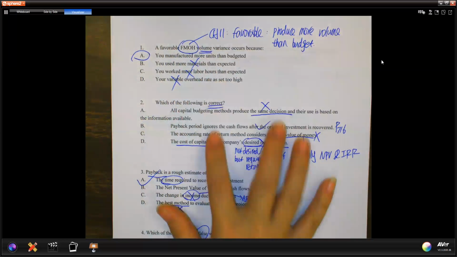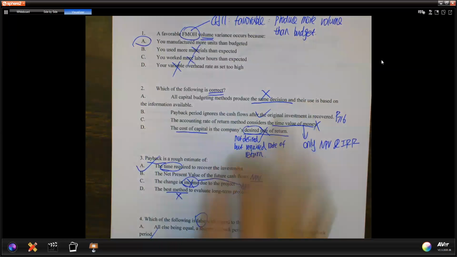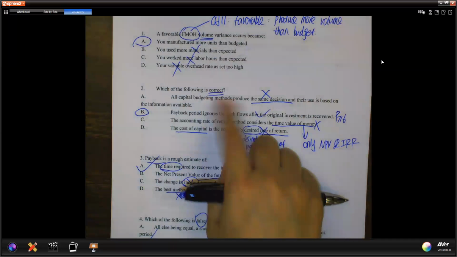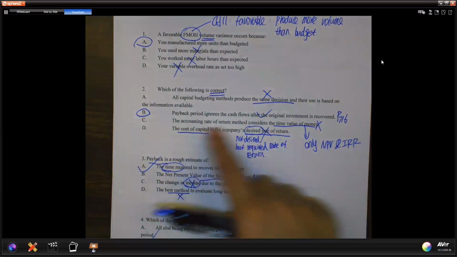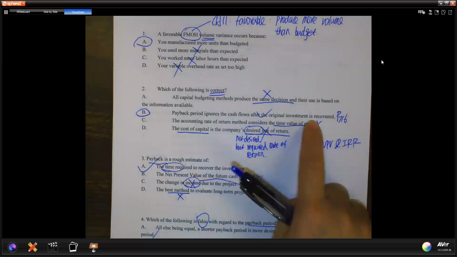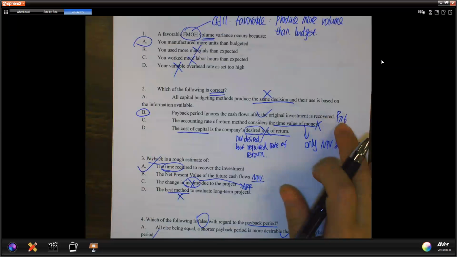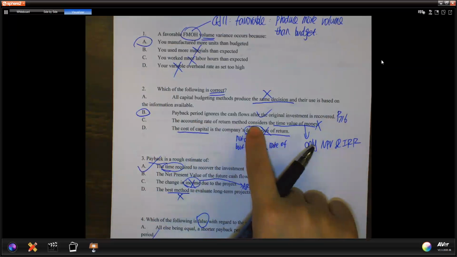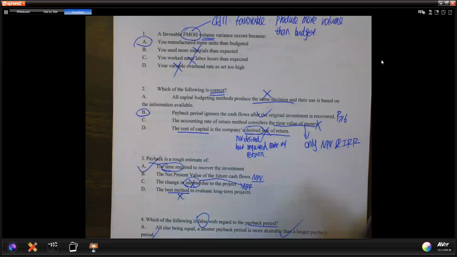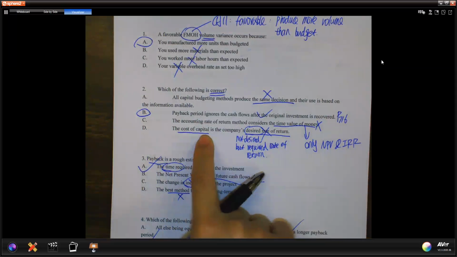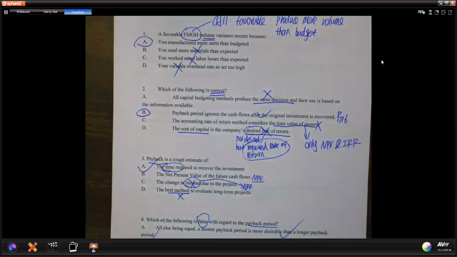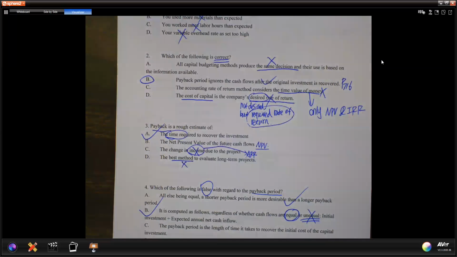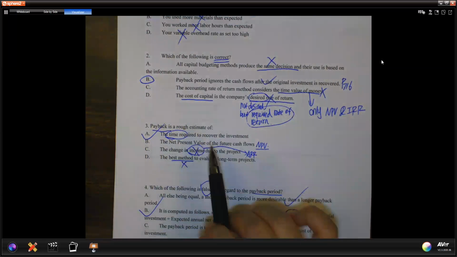Okay, the next one asks which is correct. The answer, I didn't even put it, is B. Answer A is wrong. We said not all the methods will have the same decision. If you use the payback method, the decision may be different from using NPV. Payback ignores the cash flow after the money is recovered. That is from your textbook. Accounting ARR doesn't think about the time value of money. We said only NPV and IRR do, and the cost of capital is the required rate of return, not the desired rate of return. Payback is a rough estimate of the time used to recover all of your money.